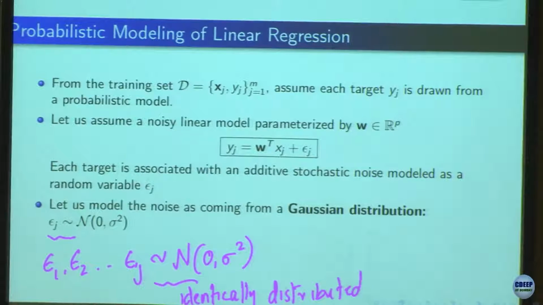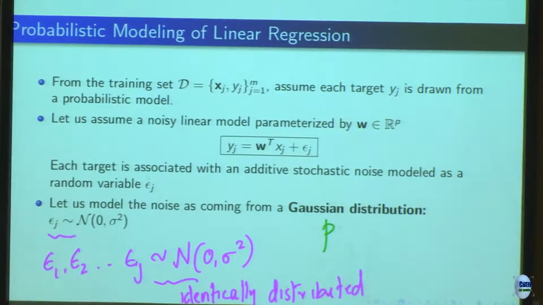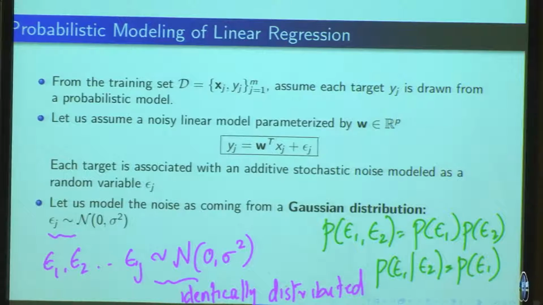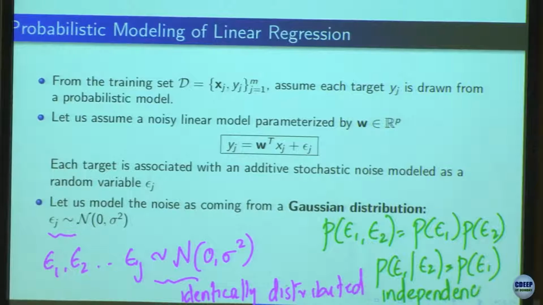So while being identically distributed, we'll also assume the probability of epsilon 1 comma epsilon 2 is probability of epsilon 1 into probability of epsilon 2, and probability of epsilon 1 given epsilon 2 is probability of epsilon 1. You understand, right? This is what we mean by independence. Okay. So the IID is coming from the independence and identical distribution.